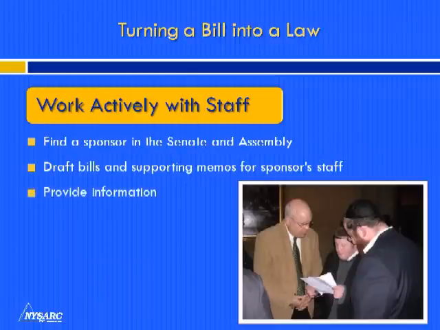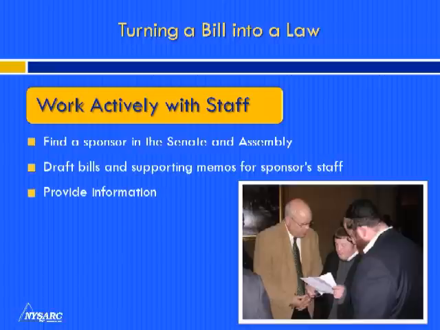Research and background information on the subject of the bill must be provided to legislative staff. So, for example, on the trend factor bill, NYSARC provided extensive explanations of how the trend factor worked, why it was proposed, and of course, what it would cost.